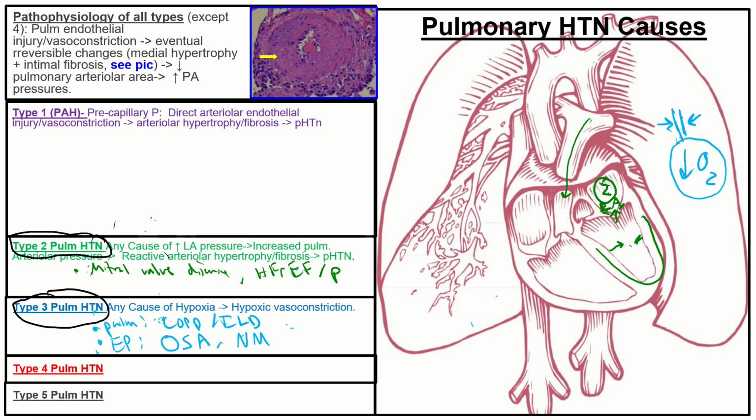The next two are a little bit more rare, and you really need an index of suspicion to consider working these up. So the one that probably people get stuck on the most is going to be pulmonary arteriolar hypertension. So what is pulmonary arteriolar hypertension? This is going to be group 1.